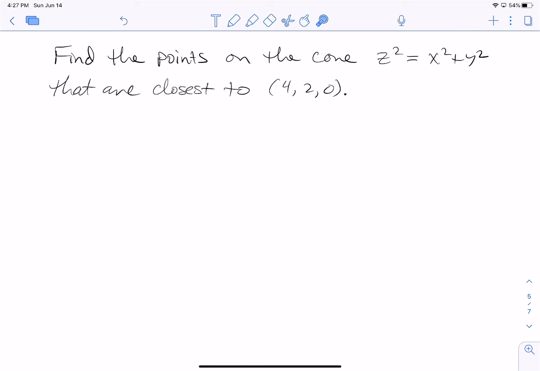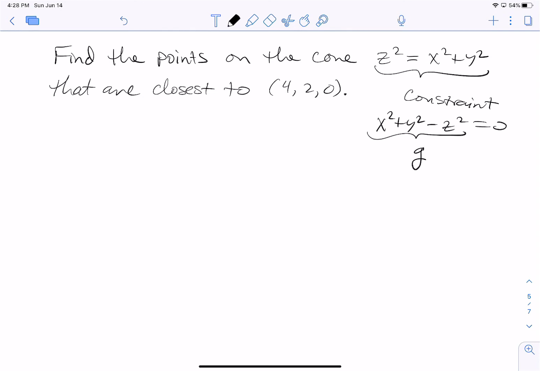Now we're going to find the points on the cone z squared equals x squared plus y squared that are closest to the point (4, 2, 0). The equation of the cone is our constraint, and we can see that it becomes x squared plus y squared minus z squared is equal to 0. Therefore, x squared plus y squared minus z squared is g. F is going to be related to the distance.